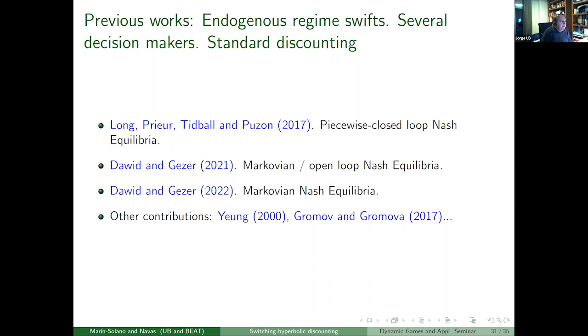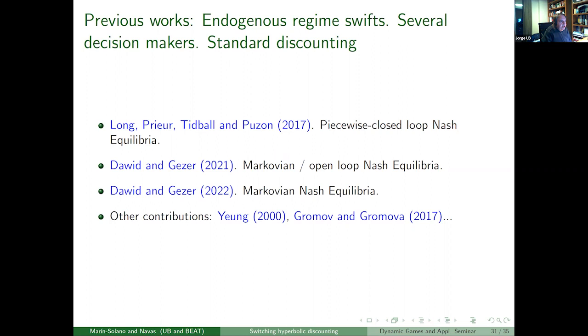But they allow both players to do the transition to the new regime. However, there's a problem in the definition of fully feedback strategies in this setting. And for this, DeWitt and Gesser have analyzed a slightly simplified version of the original setting introduced by Long et al. And they consider that even though there are two agents, just one of the agents has the option to do the transition to the new regime.